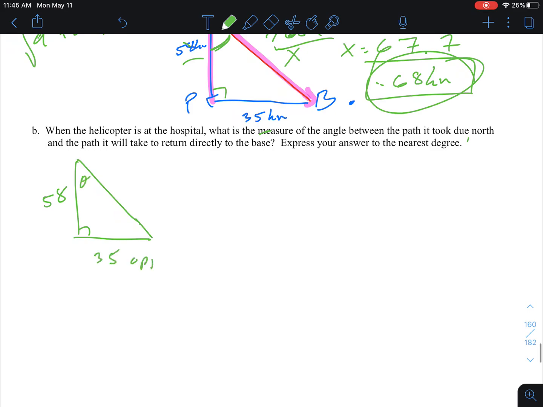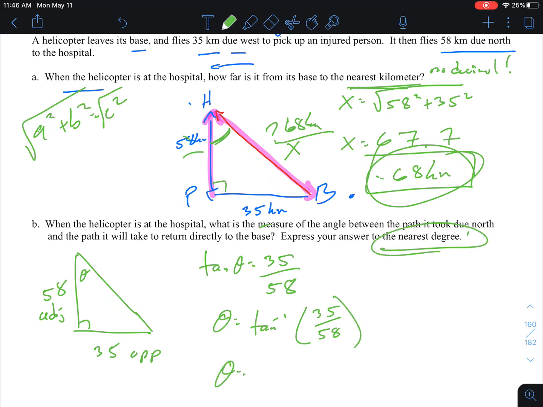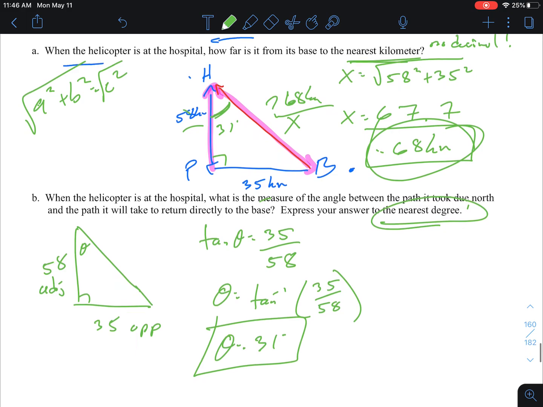Here I have my opposite side, here's my adjacent side, so which trig ratio deals with only opposite and adjacent? That would be tan. So tan of theta is equal to my opposite side divided by my adjacent side. Now here's a situation where I'm solving for an angle, so I'm going to use the tan inverse. Theta is equal to the tan inverse of 35 over 58. To the nearest degree, so no decimals, we get an angle of 31 degrees.